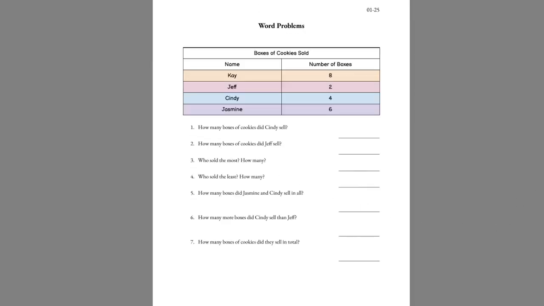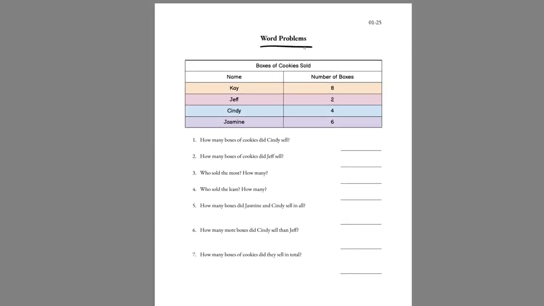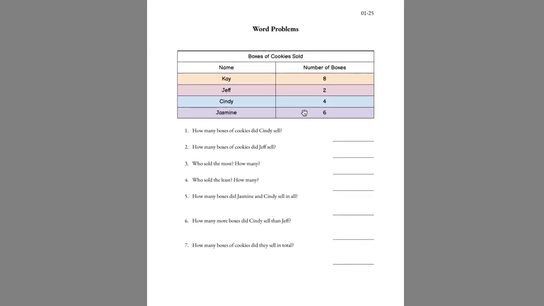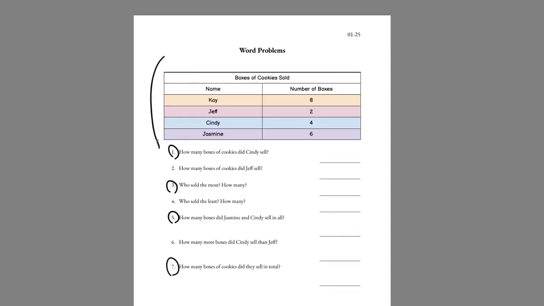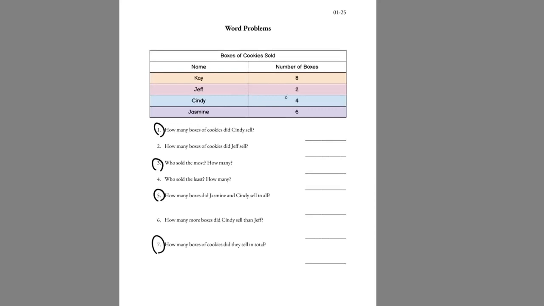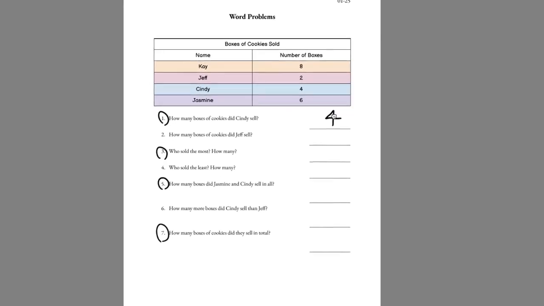On to the last page, we have some word problems. Let's do 1, 3, 5, and 7. The first question asks, how many boxes of cookies did Cindy sell? We can use the table they've given us, go down to Cindy's name, and look at the number of boxes she sold. It tells us that she sold 4 boxes. So 4 boxes of cookies Cindy sold.